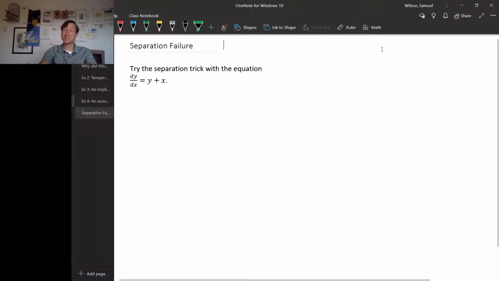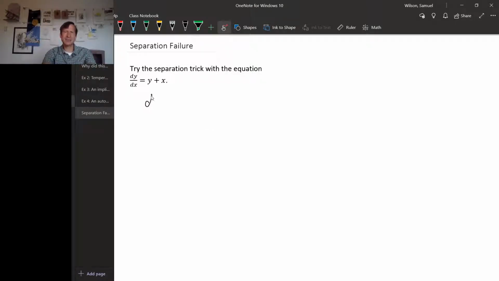There is a classic mistake that people make when they've just learned this separation trick for solving differential equations. Let me show you what this mistake is. So let's try to use our separation trick on this equation. In general, our separation trick is to try to get all of the y's to the left and all of the x's to the right.